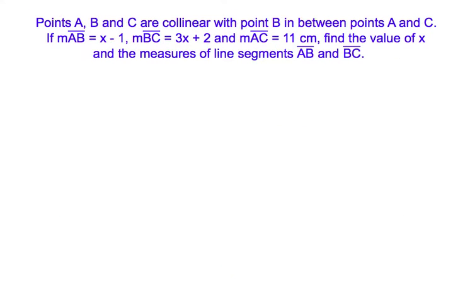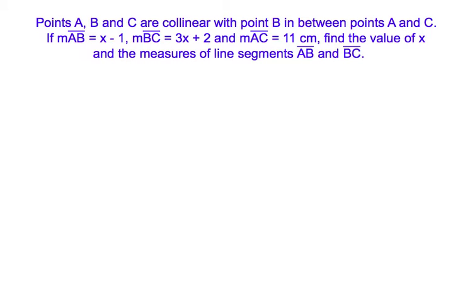Problem number 2. Points A, B, and C are collinear with point B in between points A and C. If the measure of line segment AB is represented as x minus 1, the measure of line segment BC is represented as 3x plus 2, and the measure of line segment AC is equal to 11 centimeters, find the value of x and the measures of line segments AB and BC.